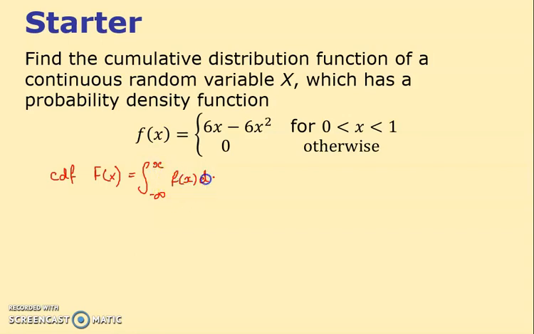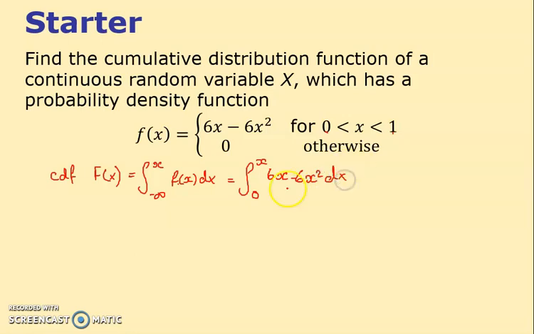Now, in most cases, you don't have to worry about infinities and stuff. So here, for instance, it says this is my PDF, and it goes from 0 to 1. So really, I don't have to go down all the way to minus infinity. I can start at 0. But I do have to go up to x. My function is 6x minus 6x squared, so fair enough, dx.